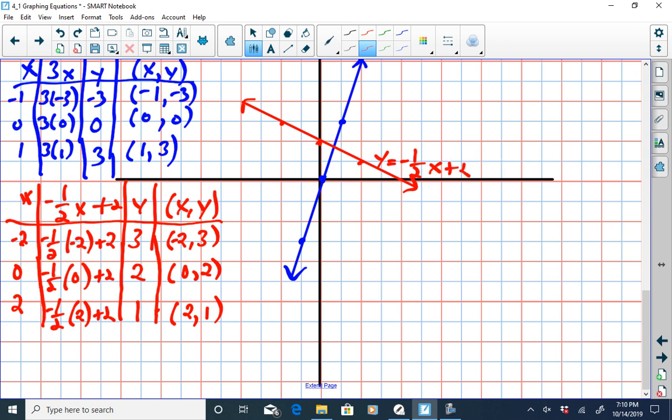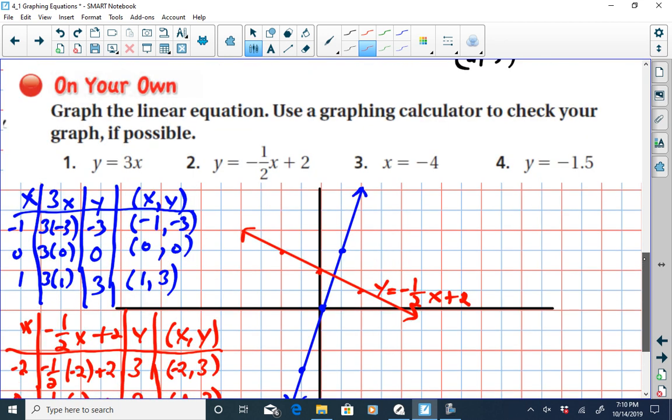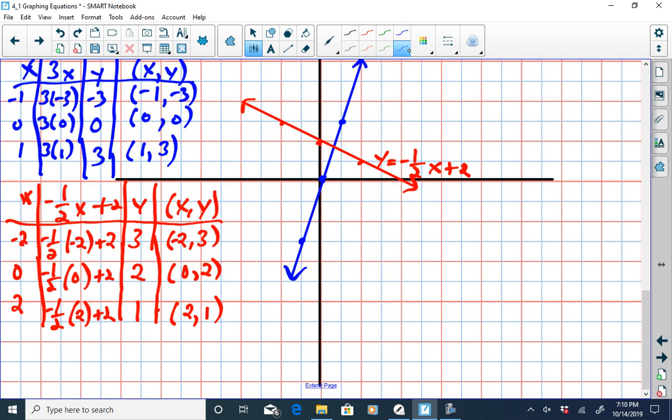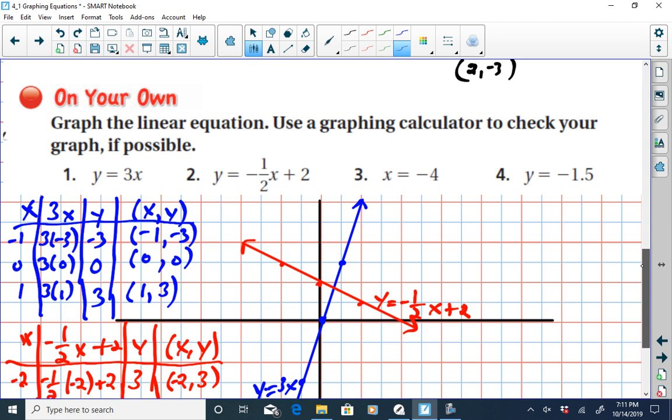We should label our lines. I like to do that. So let me go back and label this blue one here. That is y is equal to 3x. So that's y is equal to 3x.